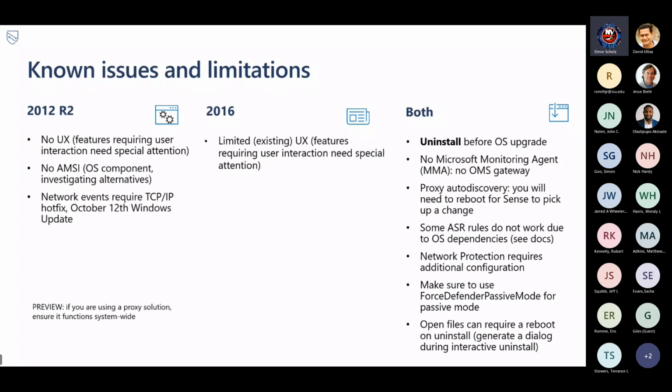Again, if you want to run in passive mode, I said I was going to say this again. For those that are not familiar with how it works, even on Server 2019, passive mode is supported, but you need to set a registry key. It does not automatically go into passive mode, just like in Windows 10. So keep this in mind if you're using a third party. We strongly suggest and encourage you to look at both our anti-malware engine and our EDR functionality.